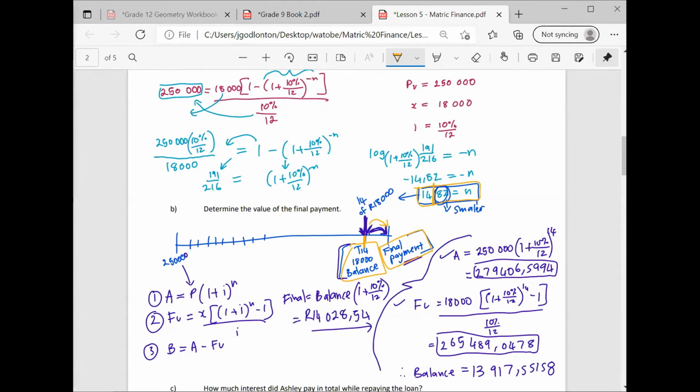Does anyone have any questions or would like any clarification on anything that you can see on the screen at the moment?